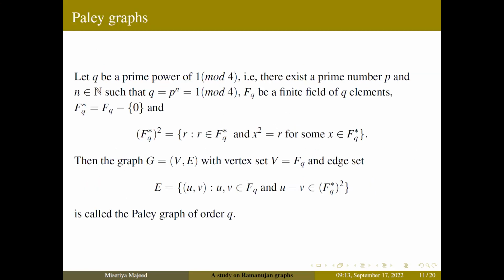Paley graphs are an example of a Cayley graph which is Ramanujan, which is 1/2 (q minus 1) regular, where q is a power of a prime congruent to 1 mod 4. This is constructed in this way.